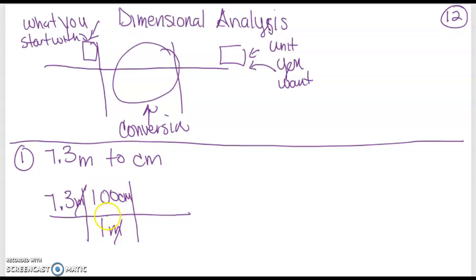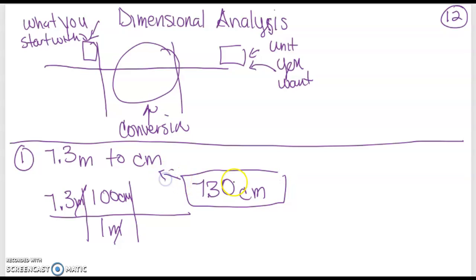Okay, once you cancel that out, then the key is to multiply across top and bottom, then you divide, and then you get your answer. So 7.3 times 100 is 730 centimeters, okay? So that would be your answer. So now I went from 7.3 meters to 730 centimeters, okay? So these values are the same, you're just giving them in different units, okay?